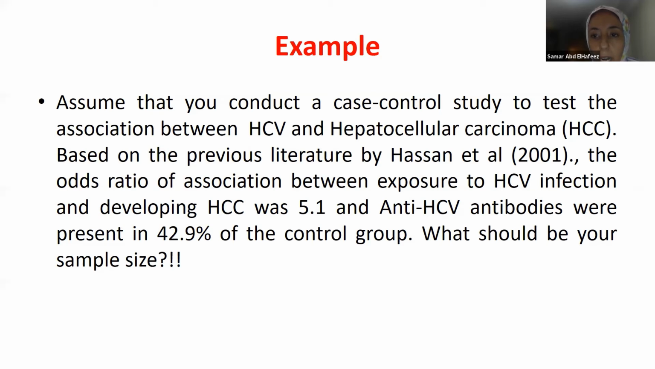So my research question here: I want to test the association between the history of hepatitis C virus and hepatocellular carcinoma. What are the two groups here in my study? Could someone tell me? Hepatitis C virus and hepatocellular carcinoma. Sorry? Hepatitis C virus disease and hepatocellular carcinoma. The first group will be? Hepatitis C virus, HCV. What's the exposure here and what's the outcome? Exposure HCV and the outcome is hepatic carcinoma.